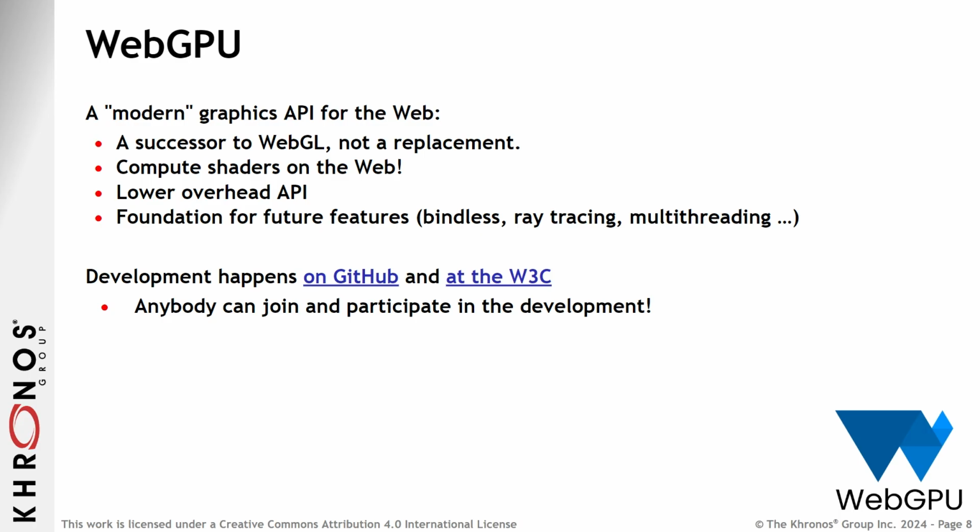Let's talk about WebGPU. So for those of you who do not know, this is a new modern graphics API for the web, and it also includes portable compute shaders. It's a lower overhead API like Vulkan and D3D12 and Metal are. It's mostly stateless, unlike OpenGL, and so draw call overhead is a lot lower because you don't have to keep revalidating the OpenGL state. And this is really the foundation for all future features on the web, like bindless, like ray tracing.